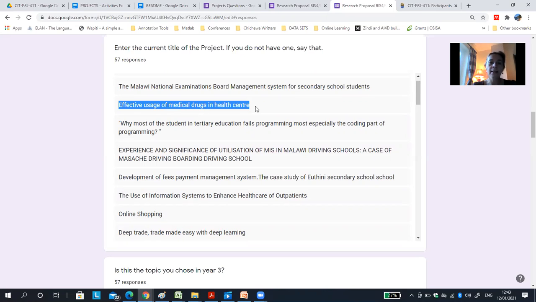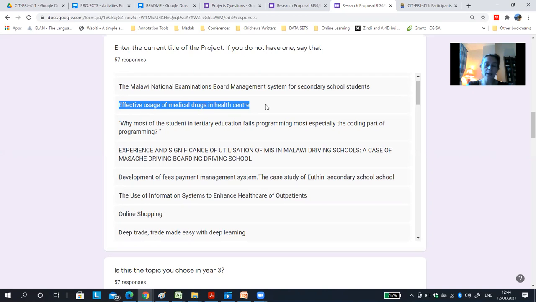Let's look at the second one: The effective usage of medical drugs in healthcare. Now, compared to the first topic, this is not a clear information system or technology related topic. You will need to tweak it so it is. When you say effective usage of medical drugs, this can be something that doctors do, for example, are these drugs effective for treating certain diseases? So this can be a medical research. If you look at this title, it doesn't indicate: is this a medical research, or a technology or information system related research? So you need to work on that.